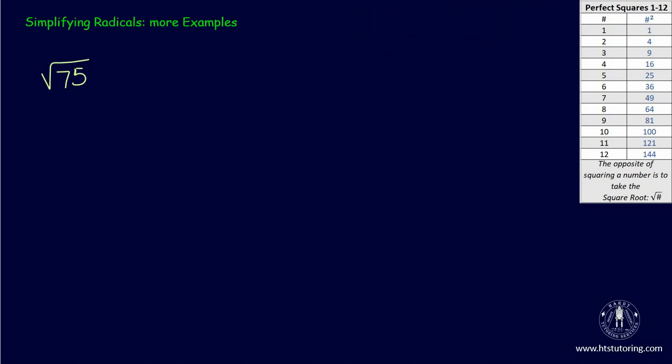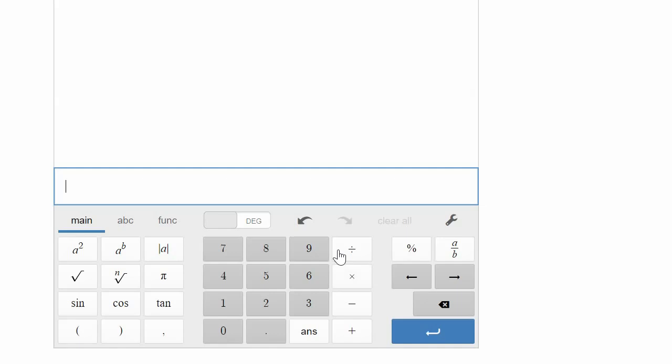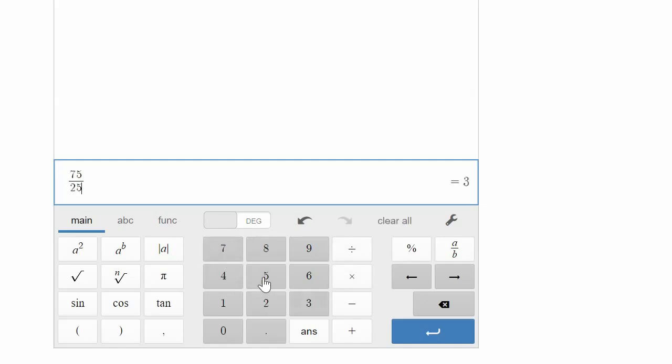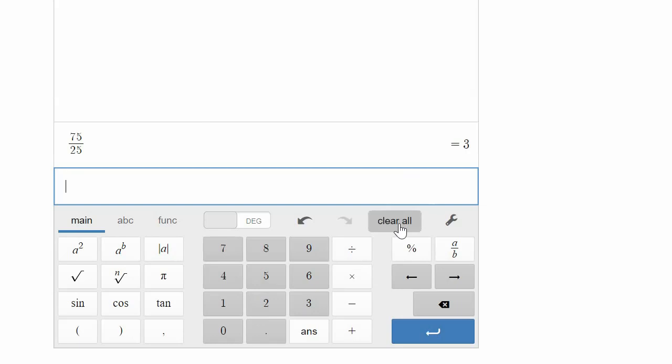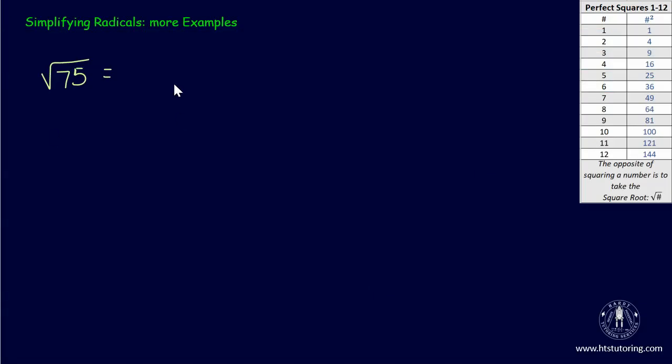All right, so we said 25 can go into 75, and 25 goes into 75 3 times. If you didn't know that, by all means, go to your calculator. 75 divided by 25, 3, okay? So I have no problems with using that. All right, so we have the square root of 25 times the square root of 3. Square root of 25 is 5. Square root of 3, can't do anything with. So our final answer is 5 square root 3.